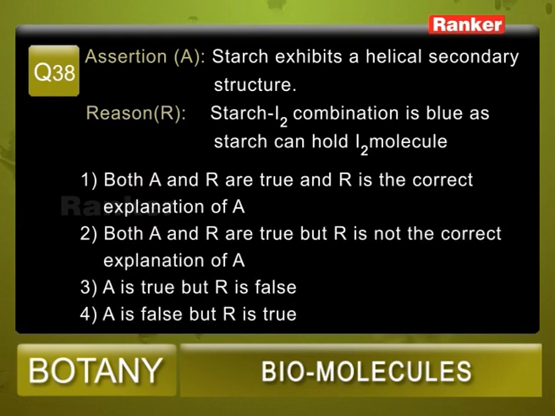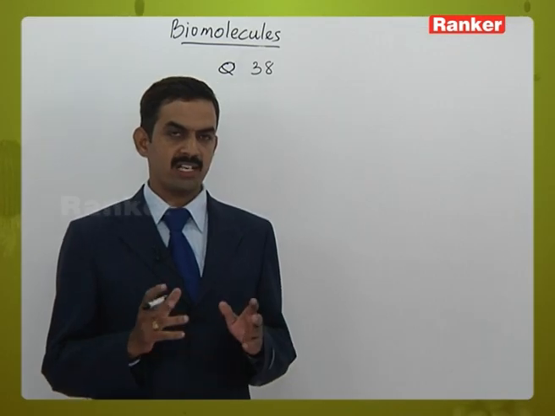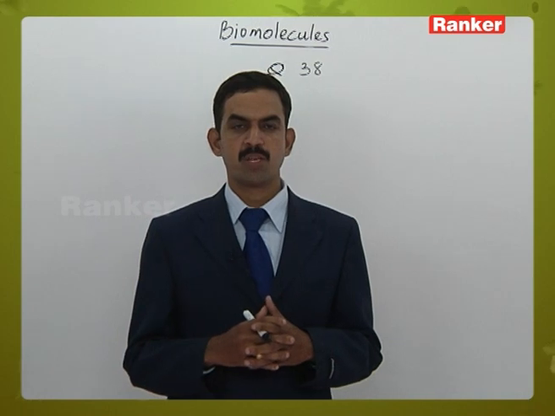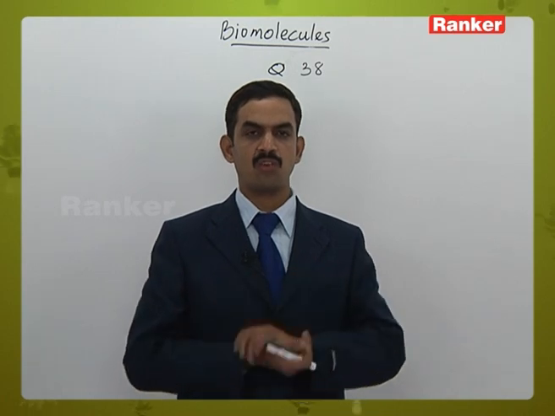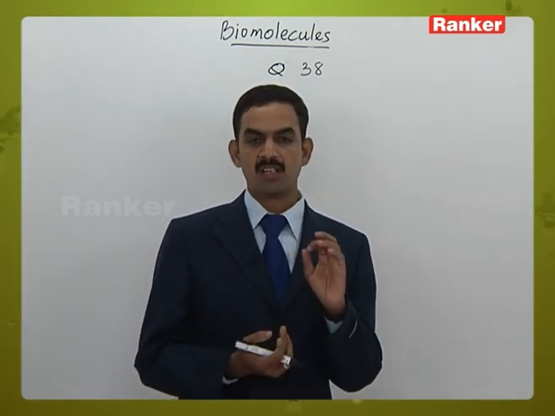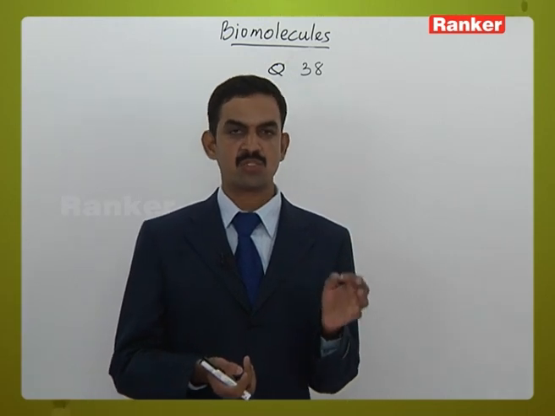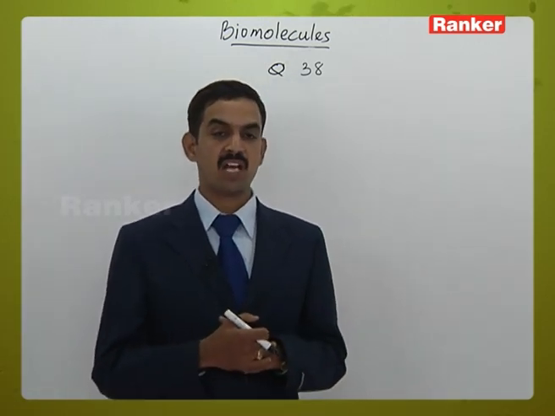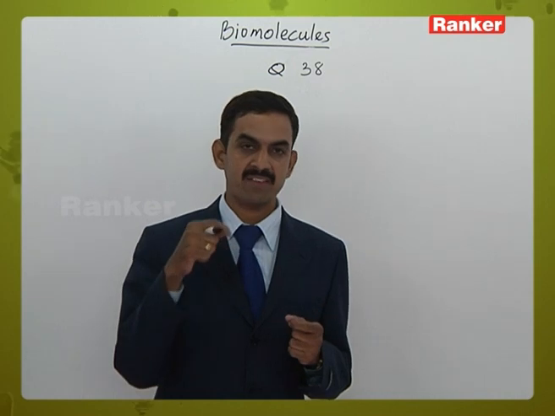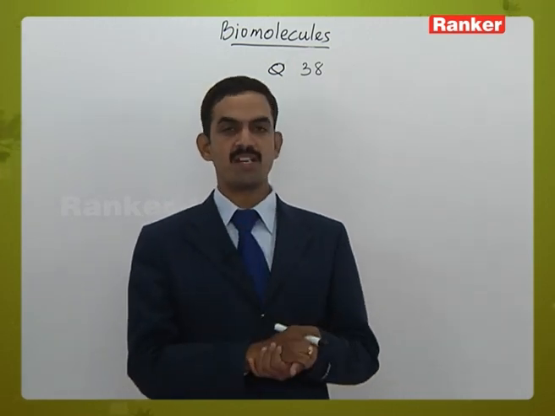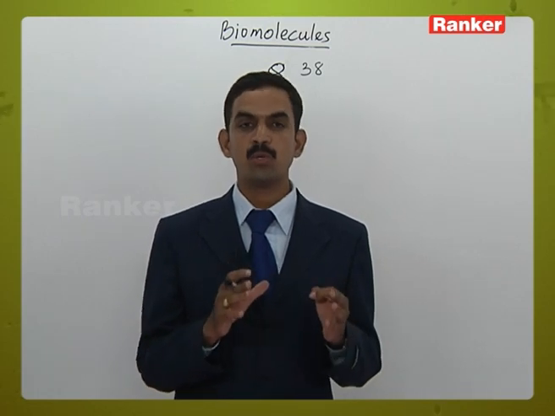Question number 38, assertion: starch exhibits a helical secondary structure. Reason: starch iodine combination is blue as starch can hold iodine molecule. Okay, here starch is a polysaccharide molecule which is present in plant cells. This is a molecule which is a part of biomacromolecules, and starch exhibits the helical secondary structure, so that statement is correct. And starch has one more ability, that it can bind the iodine molecule because it has a helical structure, and because of this combination between starch and iodine, it exhibits blue color also.